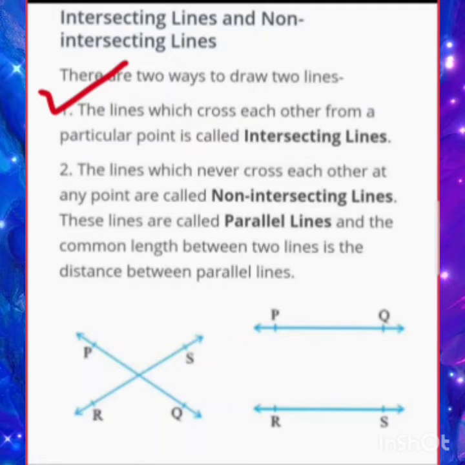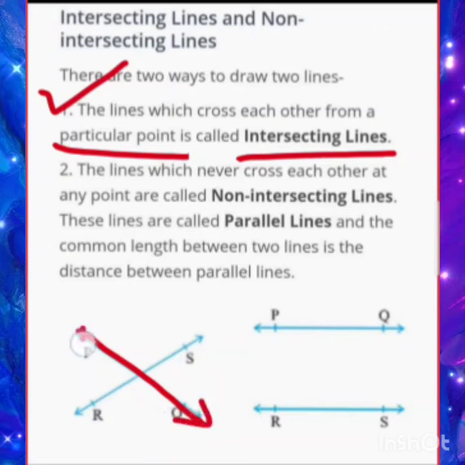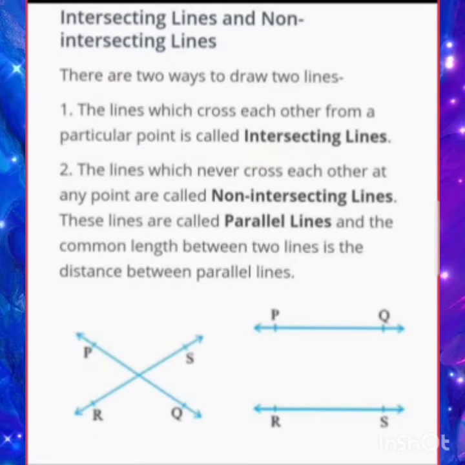If two lines intersect each other or cross each other at a particular point, then they are called intersecting lines. The best example of intersecting lines given here: you can see two lines, line PQ and another line RS, and they are intersecting at some point. These two lines lie in the same plane, and if they intersect, then they are called intersecting lines.